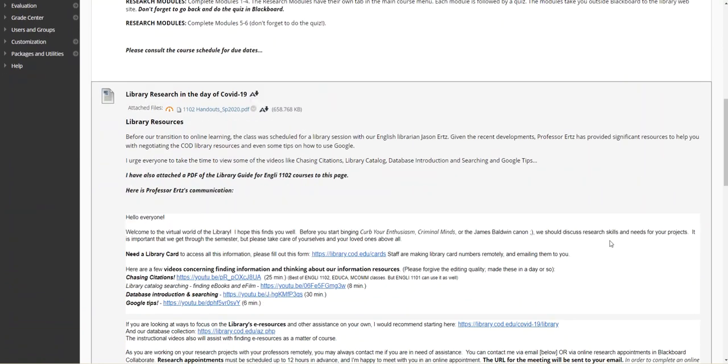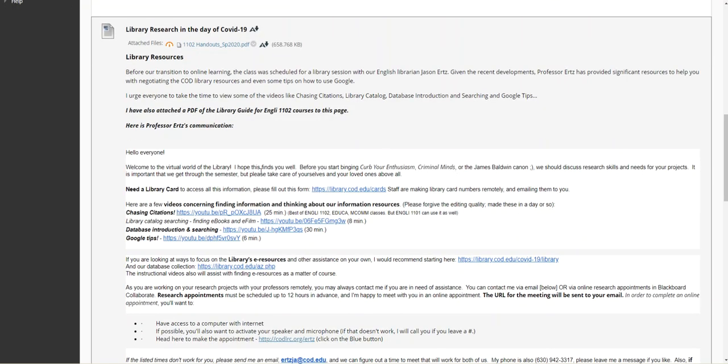Now I have a section here that I call library research in a day of COVID-19. Normally in a lot of courses I bring my students into the library. Right now we just can't do that. Sometimes I'm able to get the librarians to help us out and do some sort of class from time to time. That in an online course is really questionable, but the idea here is that I have links to videos about any type of research that you need to do in the library.